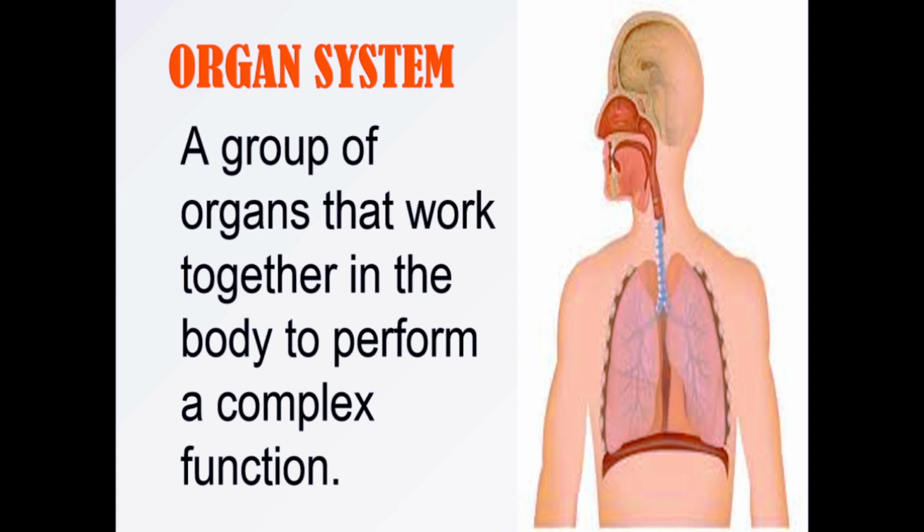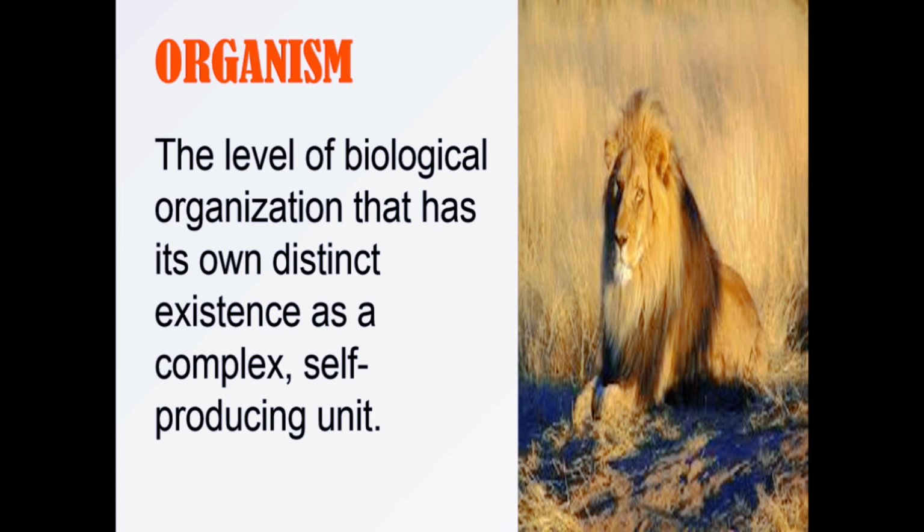So actually, there are lots of examples of an organ system, such as the skeletal system, muscular system, digestive system, lymphatic system, respiratory system, and so on. So next, this is a tiger. So, it is an organism, right? An organism is a level of biological organization that has its own independent existence as a complex, self-producing unit. So, one example is a tiger. It's an animal, right? Or a human.